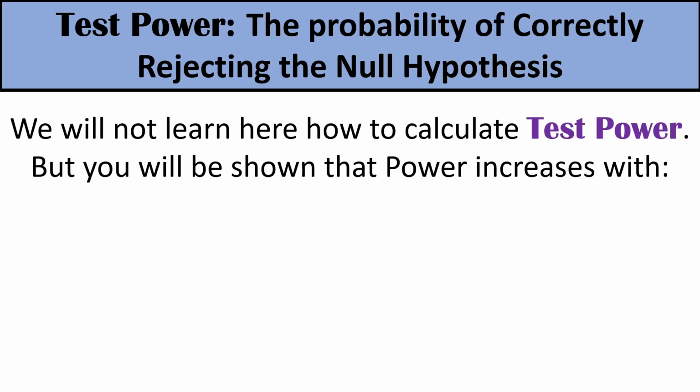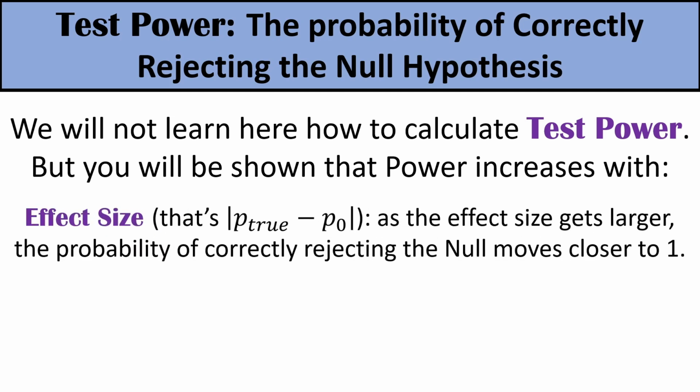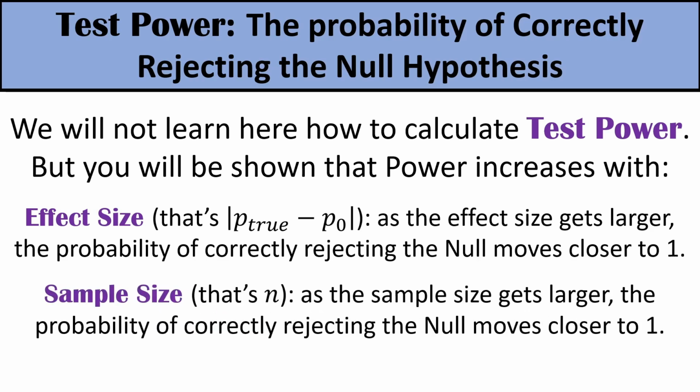We will not learn here how to calculate test power. It is possible to do a calculation, but it's not something we do in this course. However, you will be shown in the rest of this video that power increases with effect size, meaning as the effect size gets larger, the probability of correctly rejecting the null moves closer to 1. Power also increases with sample size, meaning as the sample size gets larger, the probability of correctly rejecting the null also moves closer to 1. In the next several slides, using diagrams, I'm going to show you by demonstration why these two statements are true.